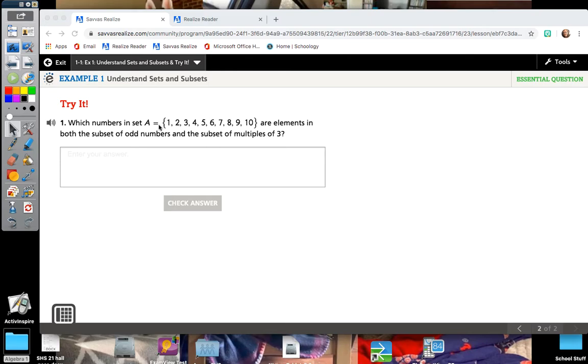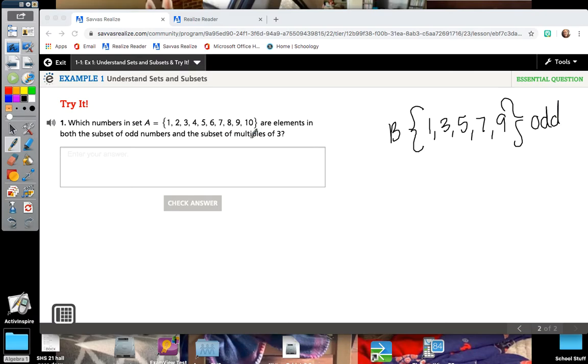So we have our main set, 1 through 10, but we need another subset. So I'm going to call the first one B. And what are your odd numbers within this list? Well, it's the opposite of what we did earlier. You have 1, 3, 5, 7, 9. Those are your odd.